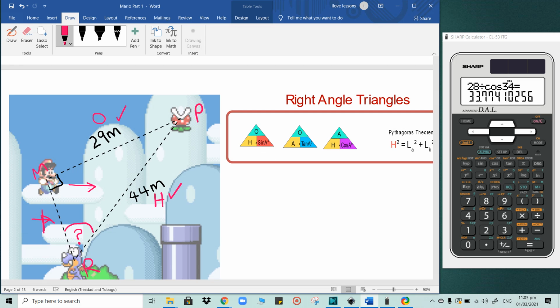Which one has O and H? I think this would be sine. So remember, in this case, we are not trying to find the opposite. We have the opposite. We are not trying to find the hypotenuse. We have the hypotenuse. We are actually trying to find the angle.